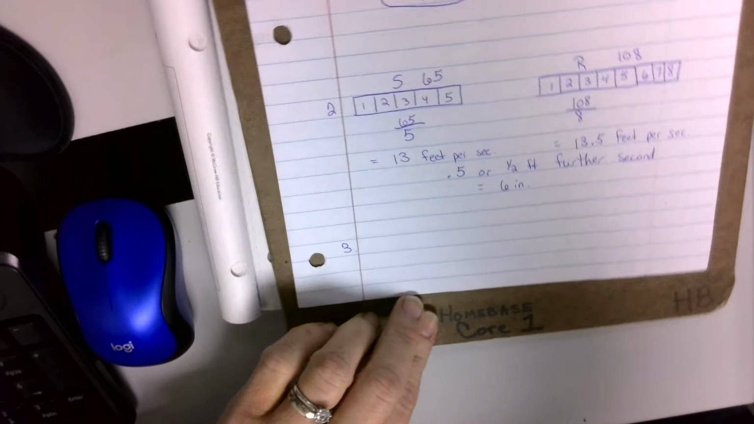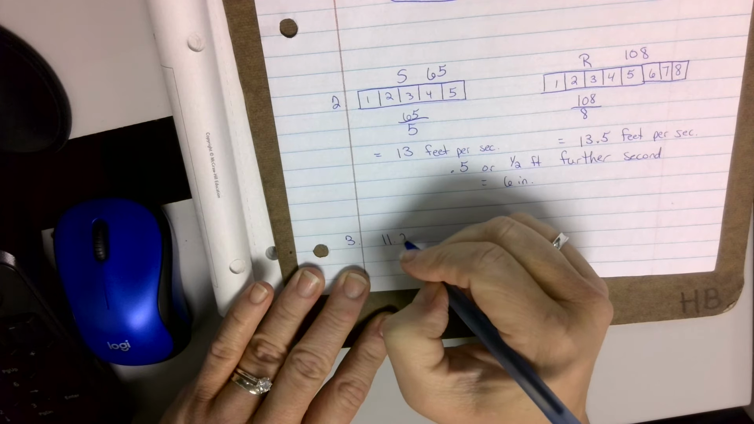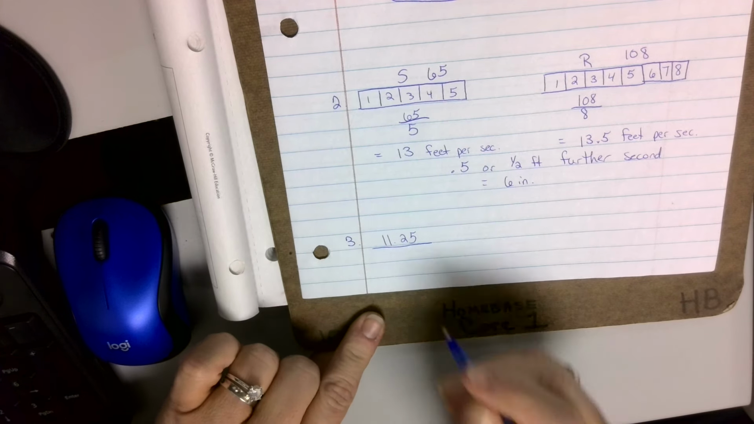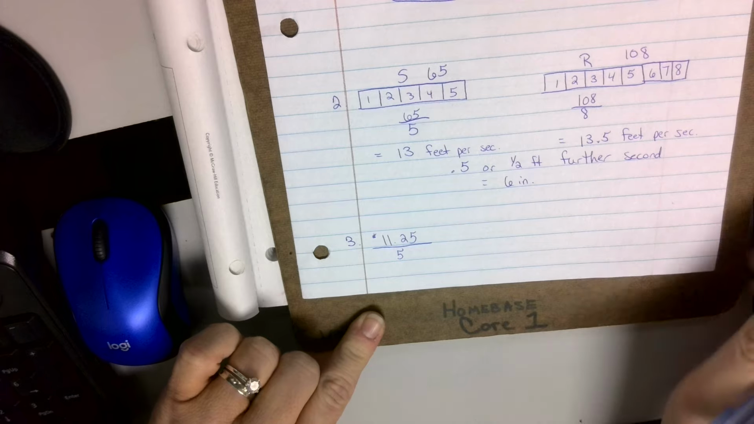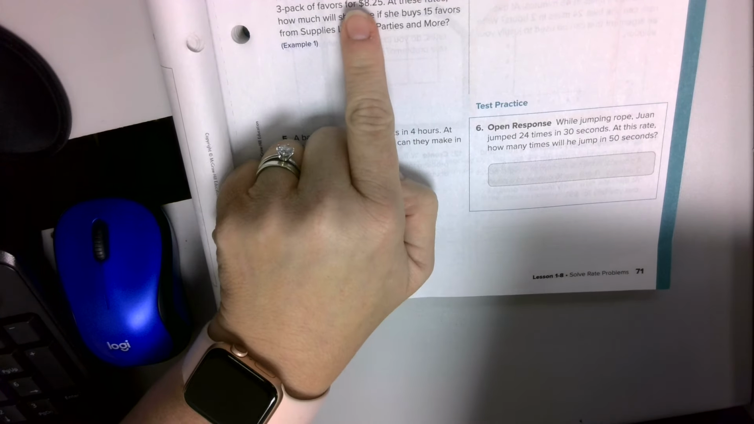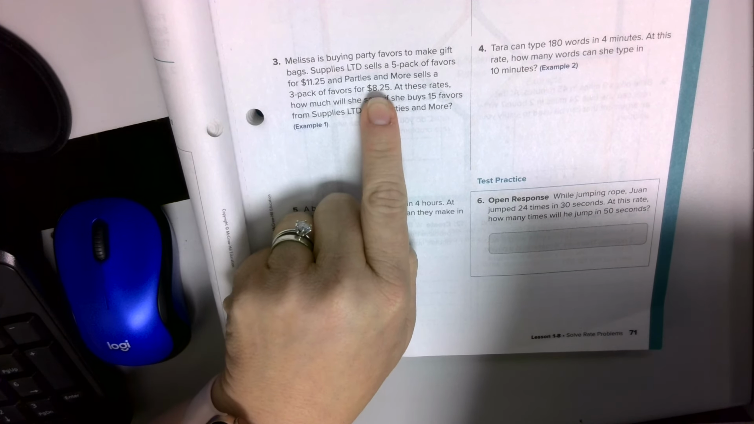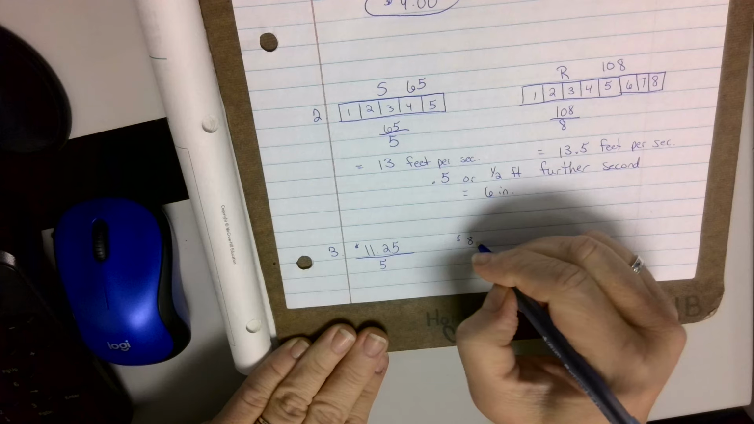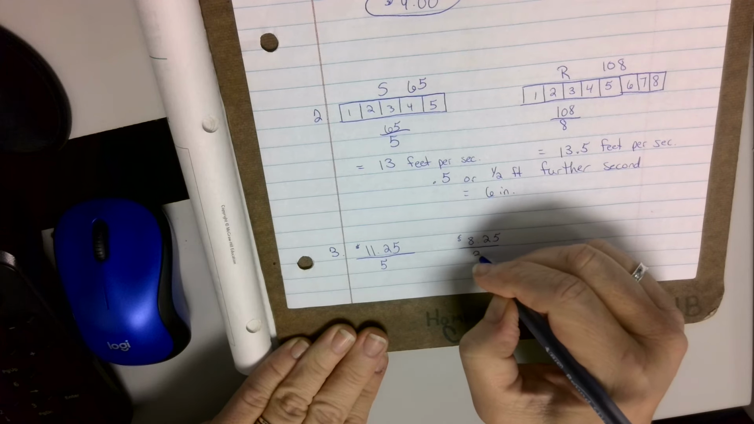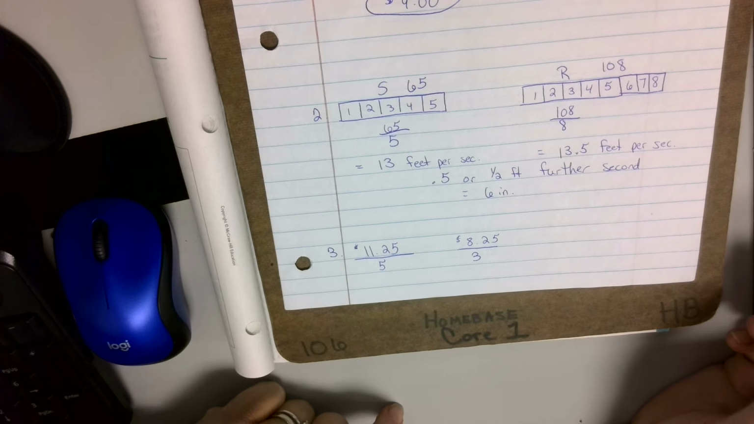So this time I'm going to set it up using a fraction. I know at Supplies Ltd. it's $11.25 for 5. I know at Parties and More, let's move this down. At Parties and More, it's $8.25 for 3. So I could write that $8.25 for 3. Now, remember, you're allowed to use a calculator on these problems.